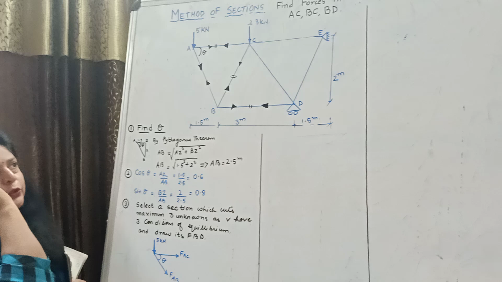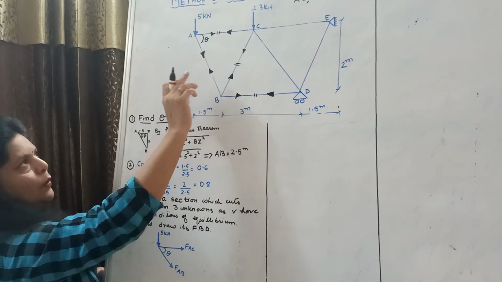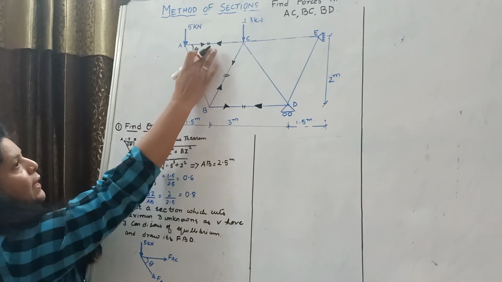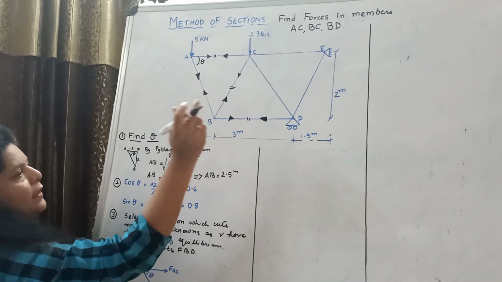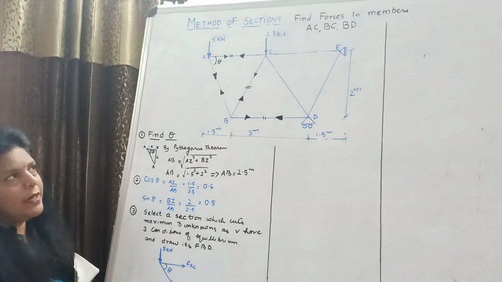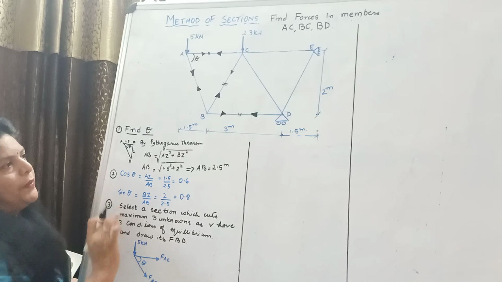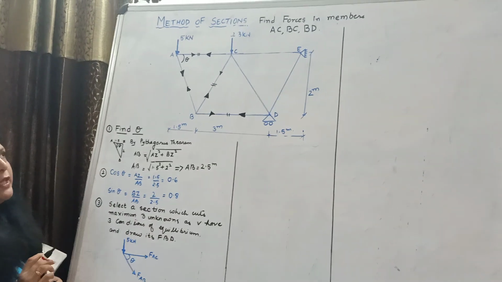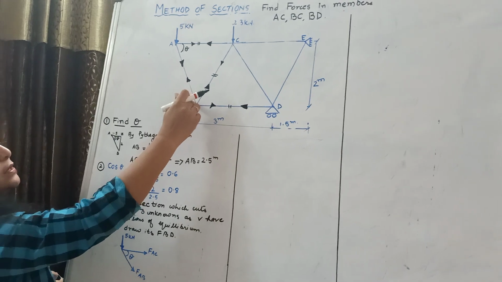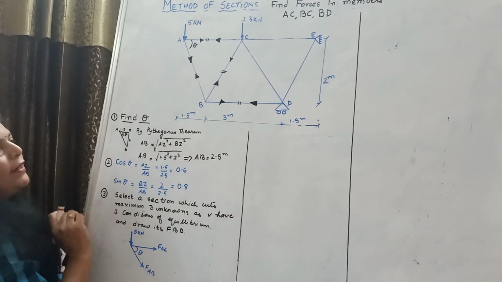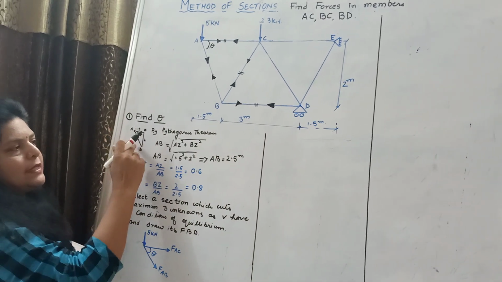Now I have assumed this direction only in those members which I am interested in finding: the force in the member AC, in the member BC and in the member BD. The second important thing is that I want to find the inclination theta. To find theta, I can find the hypotenuse AB. How can I find the hypotenuse AB? You can see over here that this is AB.